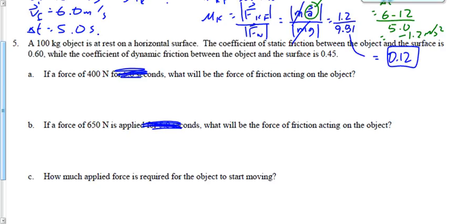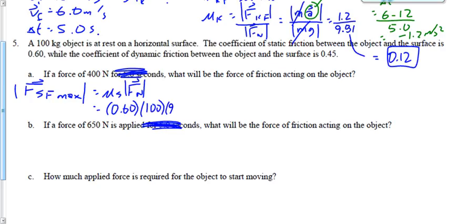Okay. Yeah, let's get FSF max. Now, if 400 newtons is bigger than FSF max, then it moves. If 400 newtons is smaller, it doesn't move. If it's bigger, I have kinetic friction. If it's smaller, I have static friction. FSF max is going to be equal to mu times the normal force. And mu, coefficient of static friction, is 0.60 times 100 times 9.81. When we do that, FSF max works out to be 588.6 newtons.